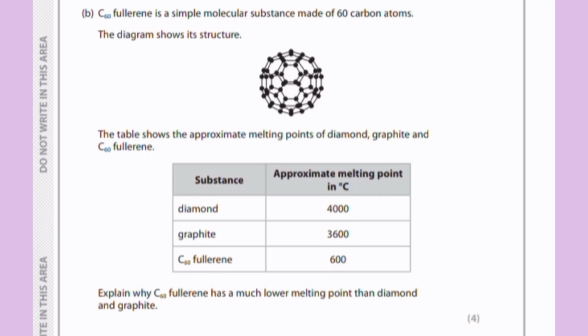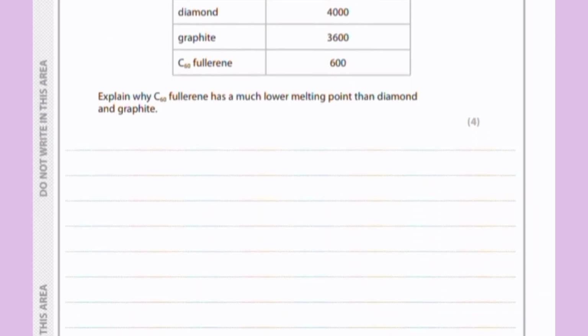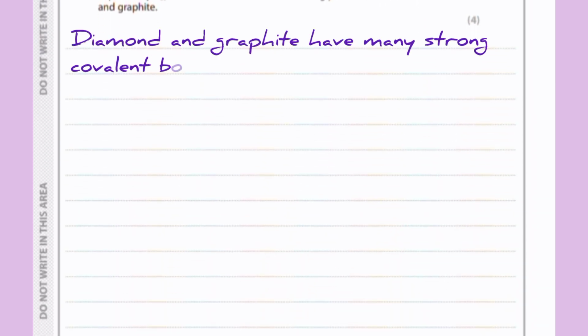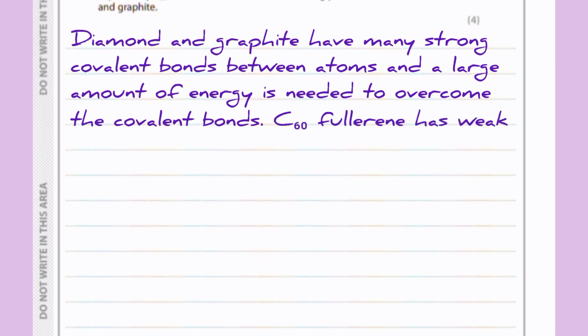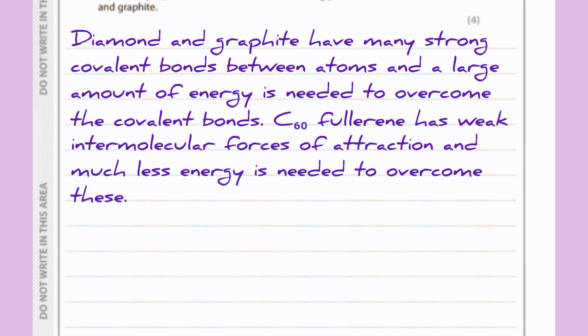Explain why C60 fullerene has a much lower melting point than diamond and graphite. The answer to this is, diamond and graphite have many strong covalent bonds between atoms and a large amount of energy is needed to overcome the covalent bonds. C60 fullerene has weak intermolecular forces of attraction and much less energy is needed to overcome these.